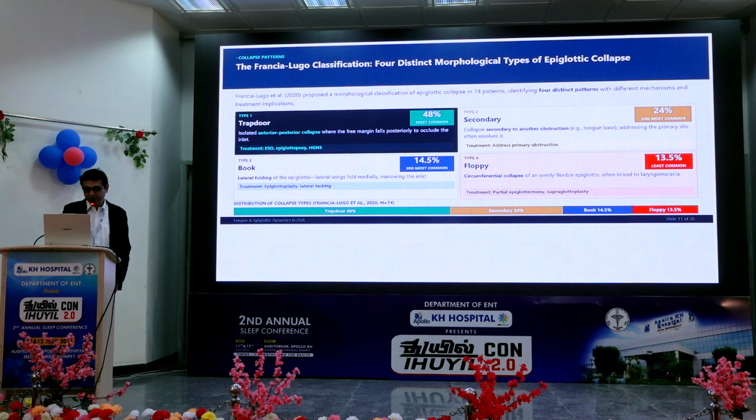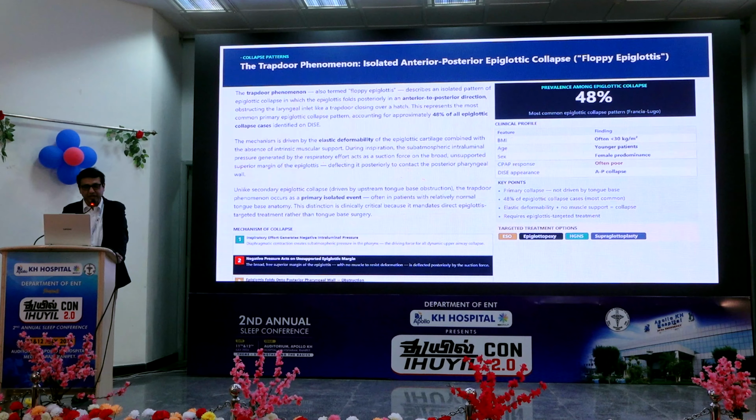So this is a diagram for the classification. The trapdoor phenomenon is an isolated anterior-posterior epiglottis collapse, very common at 48%. If you suspect a very thin individual but the AHI is more than 60, you definitely have to think about epiglottis collapse. Maybe the BMI is less than 30, the patient is younger, with female predominance and always a poor response to CPAP. Always think about epiglottis collapse, maybe it's a trapdoor phenomenon.